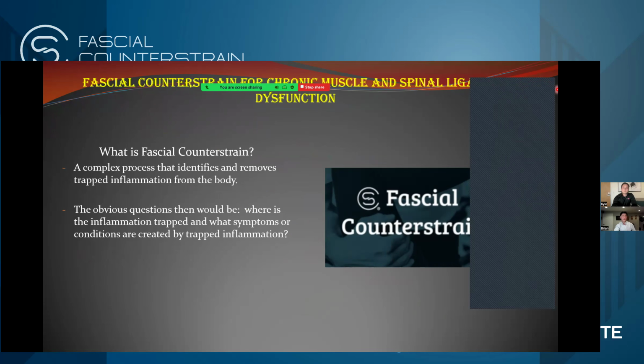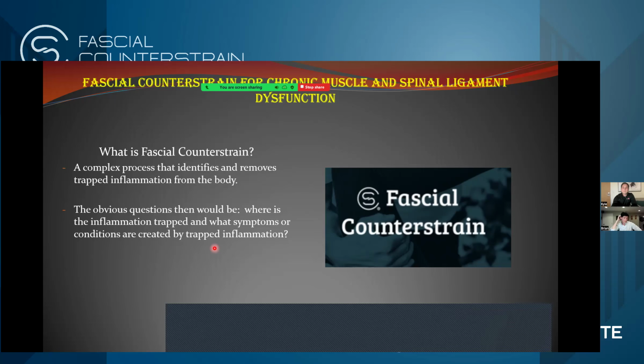So what is fascial counterstrain? Probably the most simple definition of this technique is that it's a complex process that identifies and removes trapped inflammation from the body. In its rudimentary form, that's what it is. And we all know that inflammation is the root of so much chronic disease, but we'll talk about the applications of it as a fascial counterstrain practitioner.